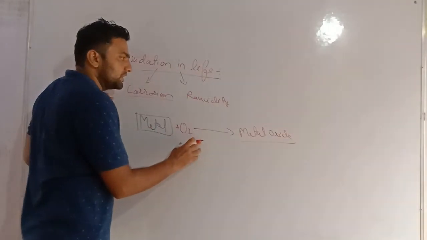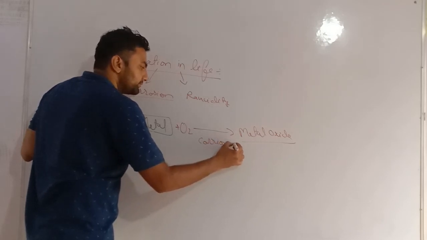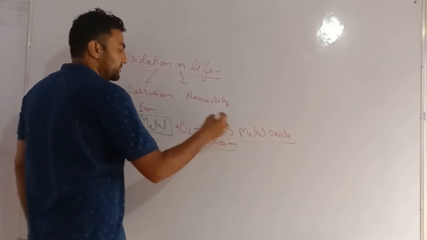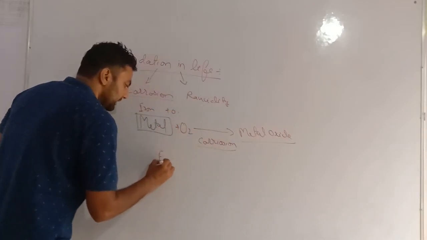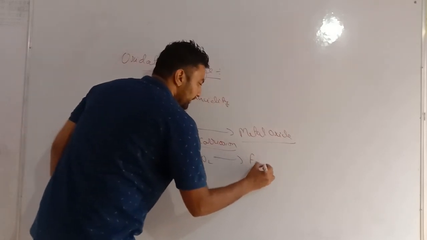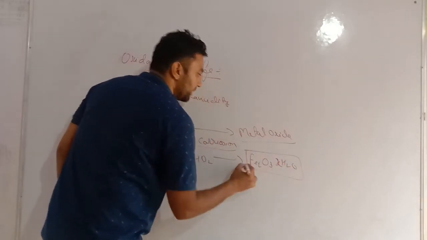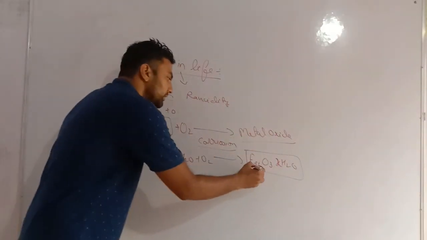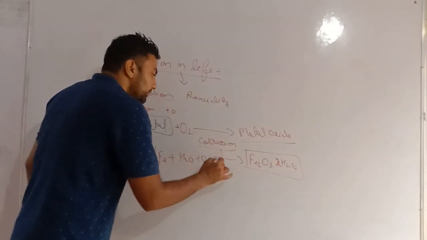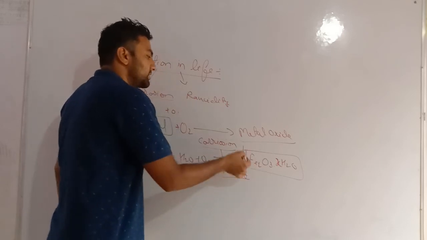If metal reacts with oxygen, we get metal oxide, and this process is known as corrosion. If this metal is iron and it reacts with oxygen, it forms iron oxide: Fe plus H2O plus O2 gives Fe2O3.xH2O. This number of water is not fixed. So this is a metal oxide. This process is known as corrosion, but especially in the case of iron, this process is known as rusting. This is the rust, and this is the formula of rust.